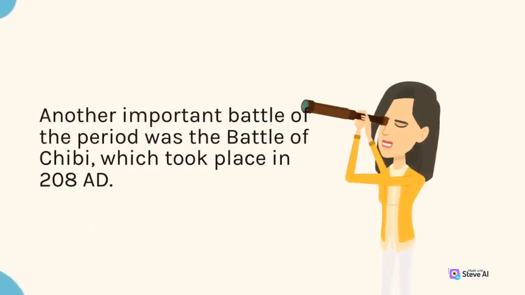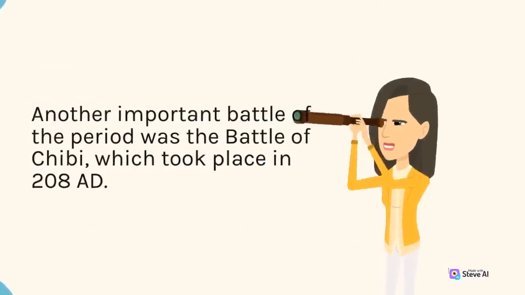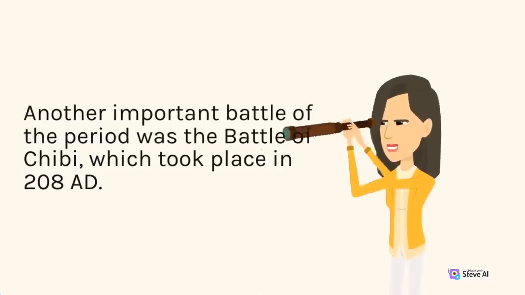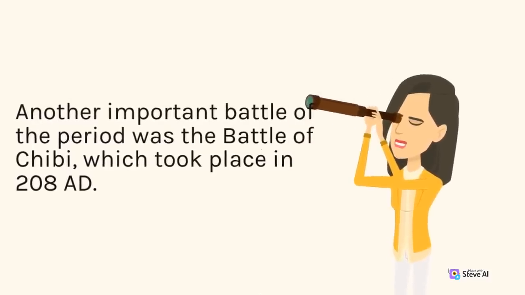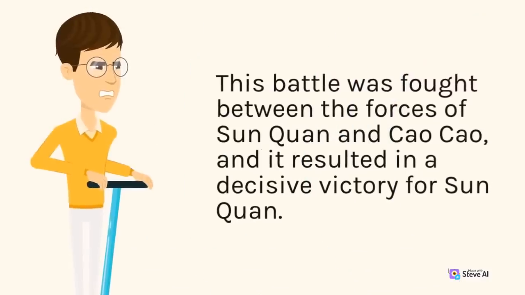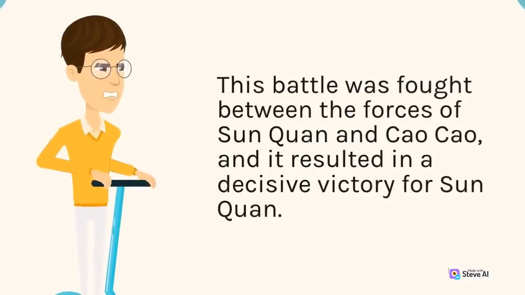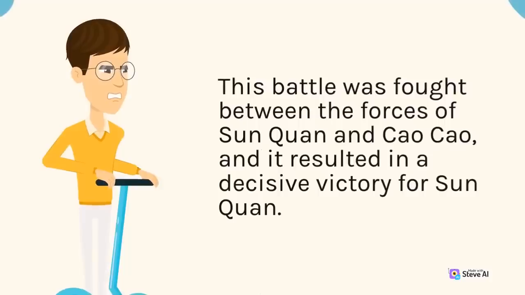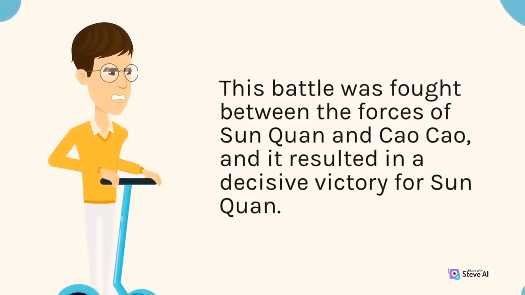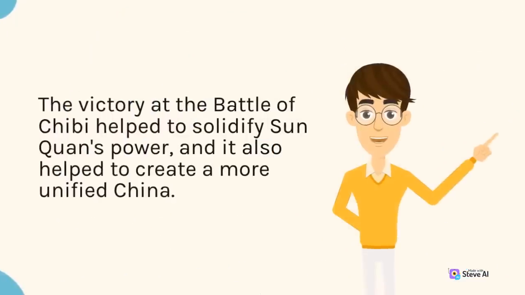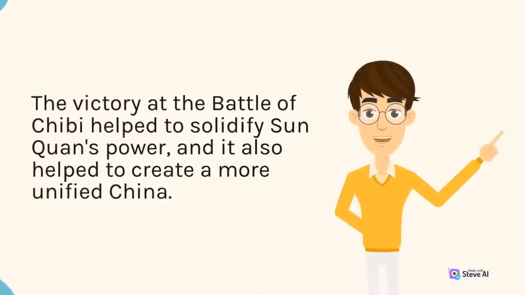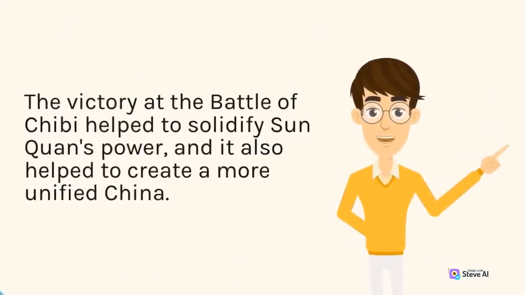Another important battle of the period was the Battle of Chibi, which took place in 208 AD. This battle was fought between the forces of Sun Quan and Cao Cao, and it resulted in a decisive victory for Sun Quan. The victory at the Battle of Chibi helped to solidify Sun Quan's power, and it also helped to create a more unified China.